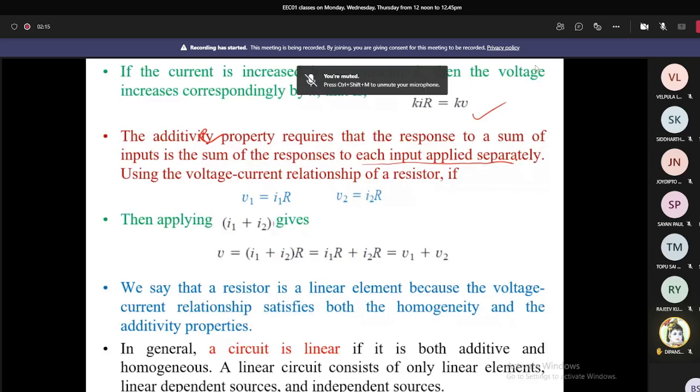time while we replace all n minus 1 sources by their internal resistance. Maybe it's a voltage source or maybe it's a current source. So we just replace all other sources except the source which we are taking at a time. That occurs only when this additive property holds and the circuit is linear. So we get V is equal to (I1 plus I2) into R.